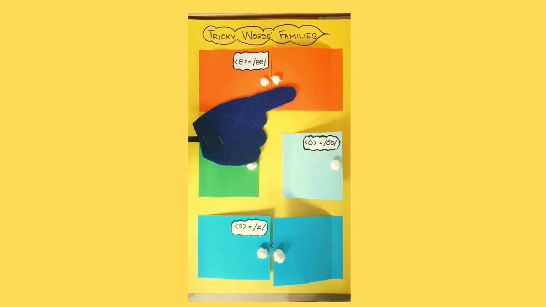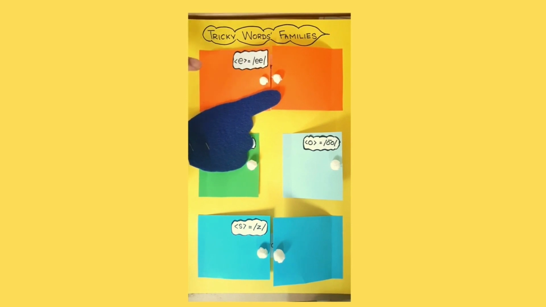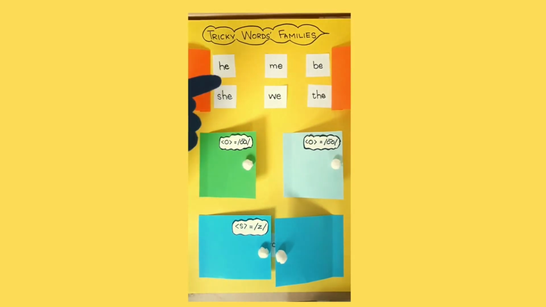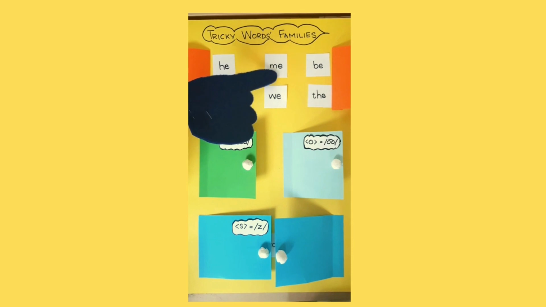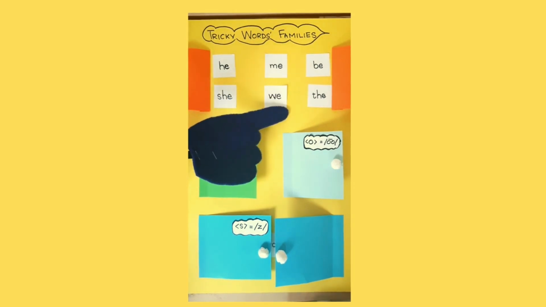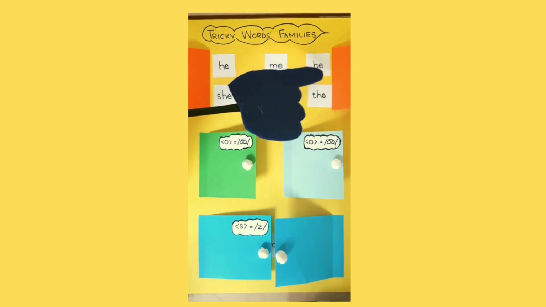Here are our tricky words, and we are going to check out the E family first. In this family, every member has a surname E, but we write it with a single E. So let's see who is in the family. The first member is E, he. Then E, she. E, me. E, we. E, be. And E, thee.